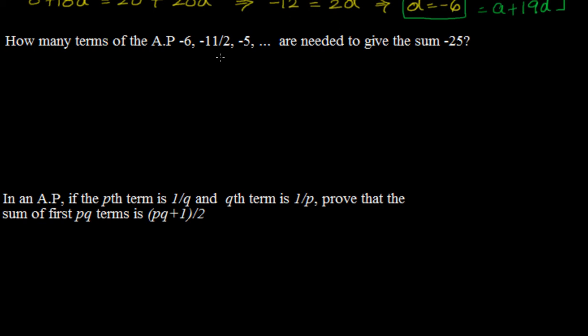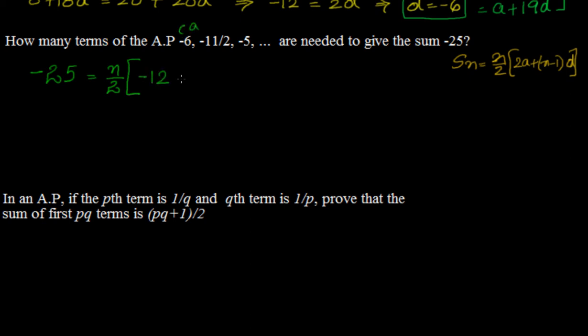How many terms of AP minus 6, minus 11 by 2, minus 5 are needed to give the sum minus 25? So we'll use the same formula. Sn equal to n by 2 into 2a plus n minus 1 into d. What we know? We know sum is minus 25. How many terms? That means I don't know what is n. N by 2 into 2a. I know a equal to minus 6. So 2a is minus 12 plus n minus 1.